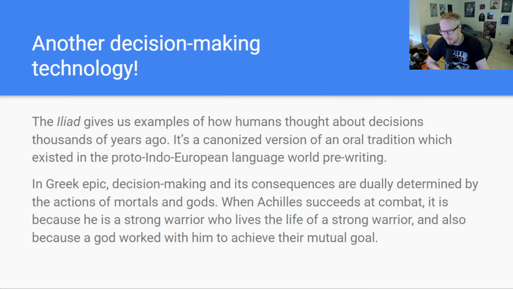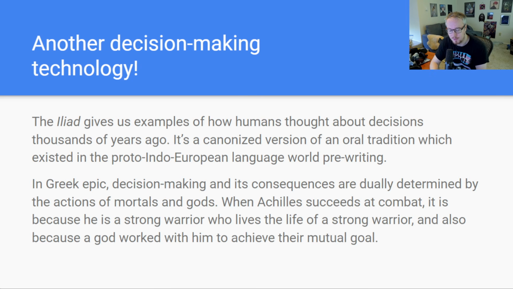Yes, it's a canonized version of the oral tradition which existed in the Proto-Indo-European language world pre-writing. Another really cool thing about the Iliad is that because these stories were spreading through trade routes and so forth for millennia before they were actually written down, you can find a version of a story like the Iliad written down in cultures from Ireland to India, and they are all slightly different, but also all similar in lots of ways.